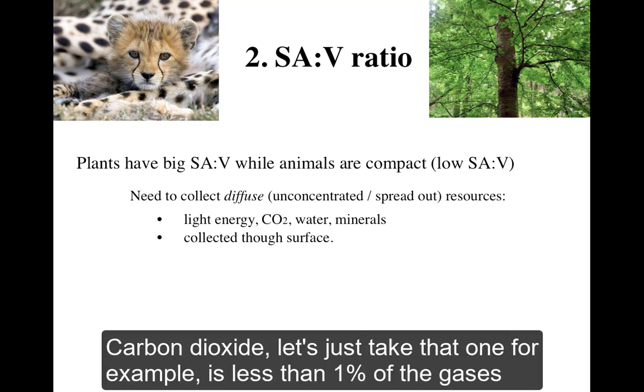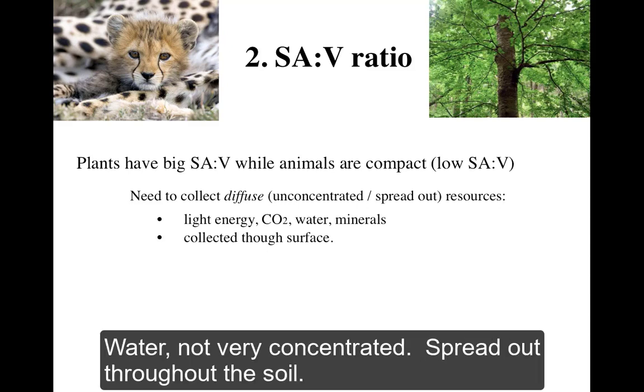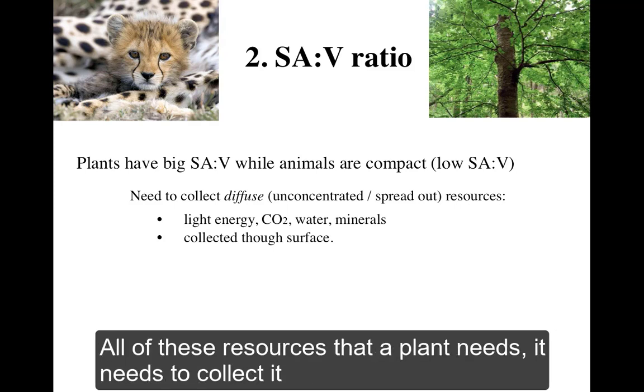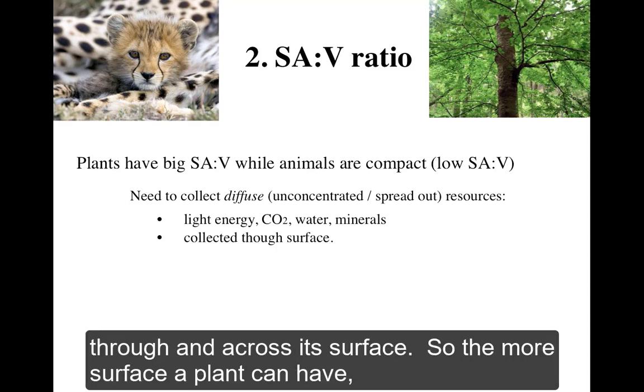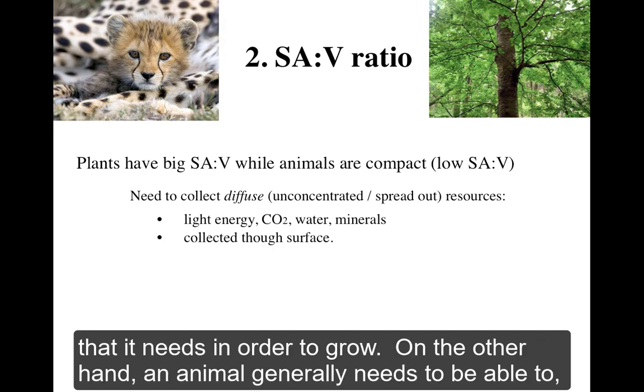Carbon dioxide, let's just take that one for example, is less than 1% of the gases in our air, and it's spread out throughout the environment. Water, not very concentrated, spread out throughout the soil. Minerals, also very unconcentrated, spread out. Light, spread out. All of these resources that a plant needs, it needs to collect through and across its surface. So the more surface a plant can have, the more successful it's going to be at collecting these diffuse resources that it needs in order to grow.